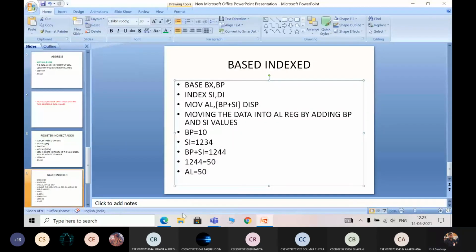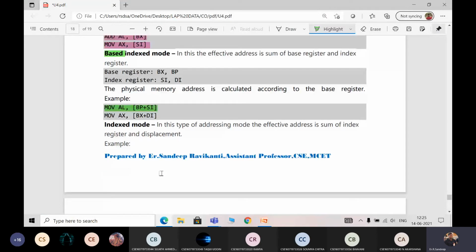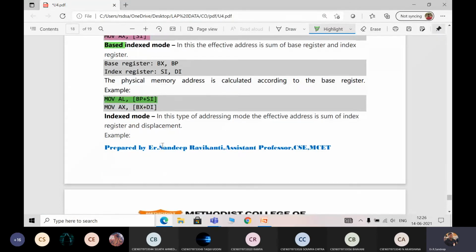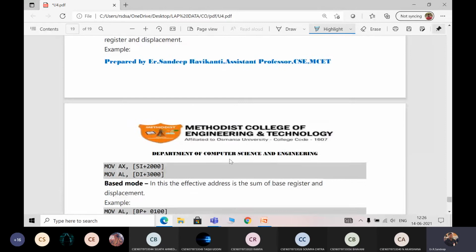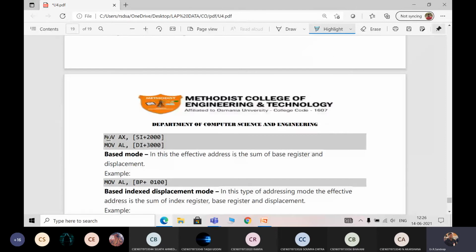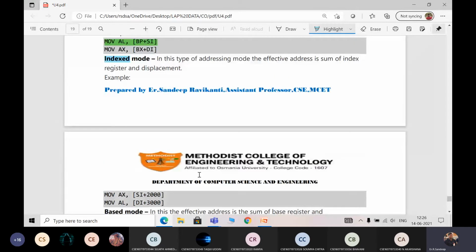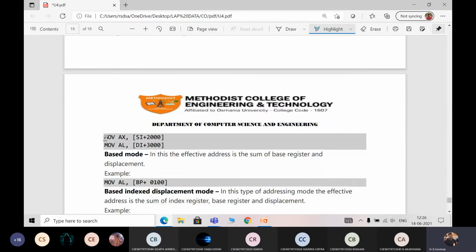Next one will be the indexed addressing mode. The name itself indicates it: only the index register is taken. You know what is index? SI and DI. In indexed addressing mode, the effective address is the sum of the index register and the displacement. So MOV AX, it is a 16-bit register, and SI or DI plus 2000. 2000 will be an address, as we are calling it the displacement. That is the reason we are taking 2000.